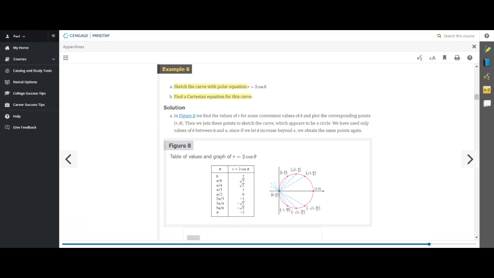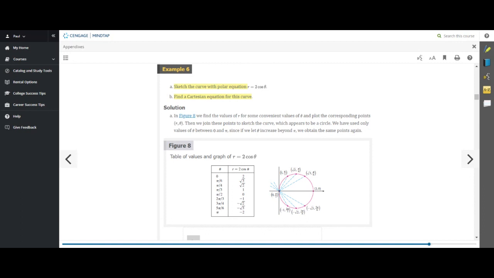If r equals 2 cosine theta, we have to find some good theta values. Those are the theta values that you standardly know from trigonometry: 0, pi over 6, pi over 4, pi over 3, pi over 2, all the nice angles, multiples of 30 degrees, 60 degrees, 45 degrees, or 90 degrees.